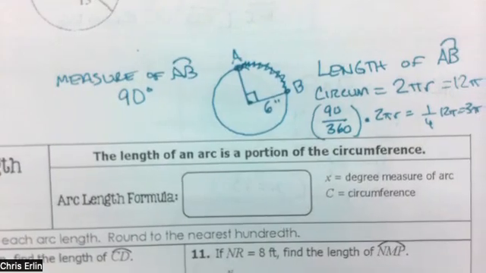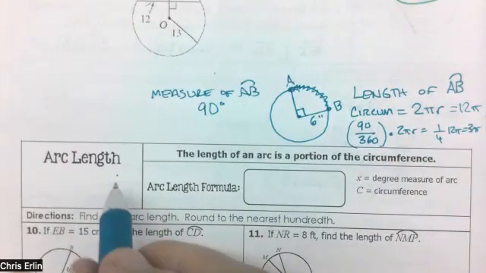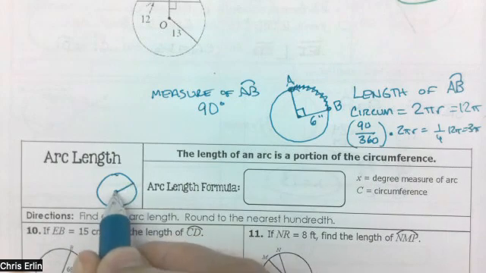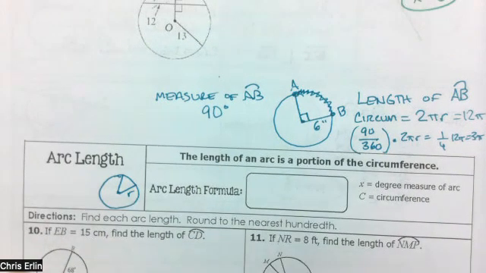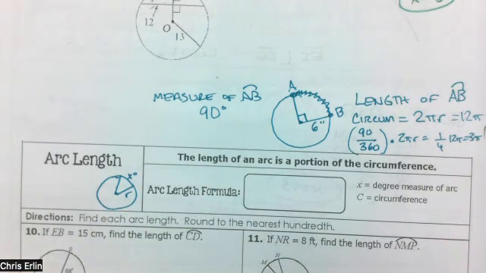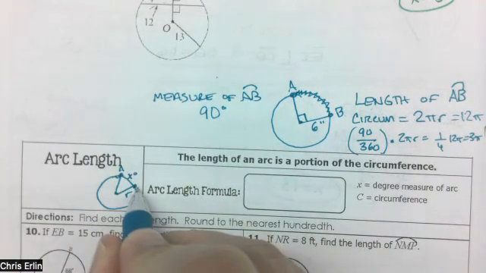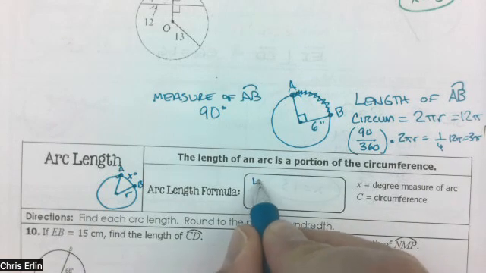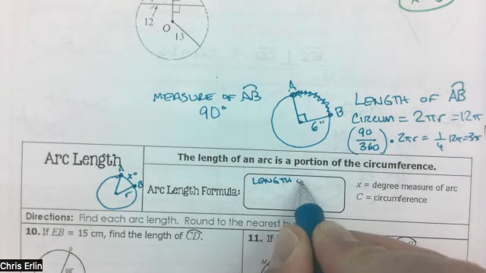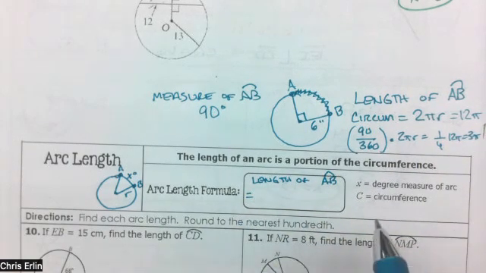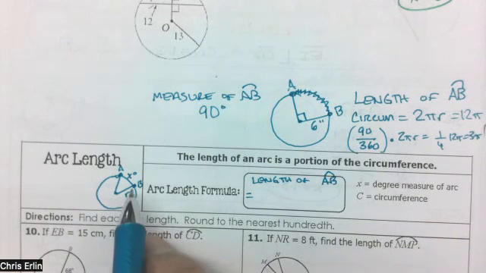So let's generalize that. Over here, let's give ourselves a circle. And let's say that we've got some radius r and some arc measure of x degrees. And again, let's go with AB. Then the length of AB arc is equal to what?